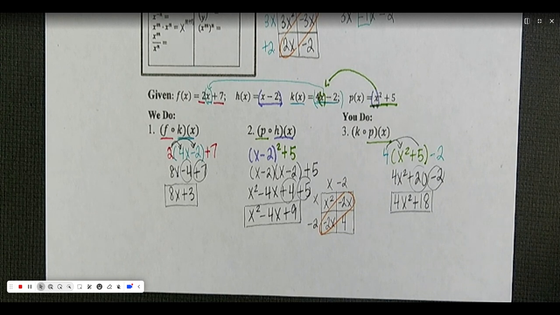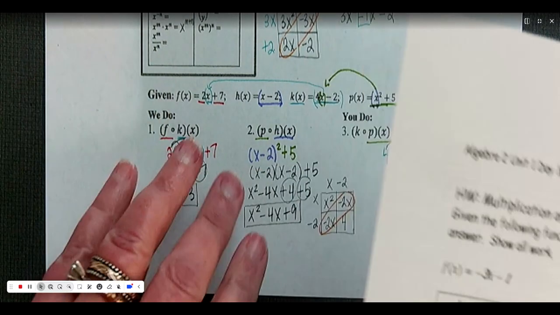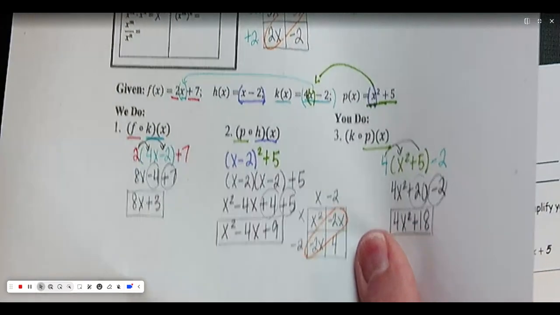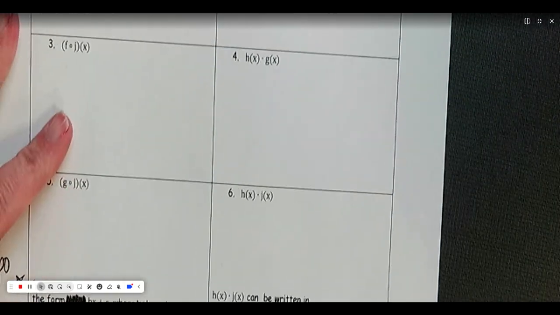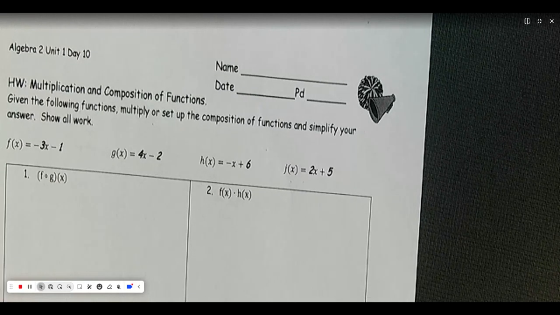So if you plug a function into another function and they reduce or simplify to make x, that means they're inverses. Your homework tonight, let me show it to you because it had a couple of typos on it, and I apologize for that. So it matches your notes. It has like a little megaphone and a pom-pom on it.